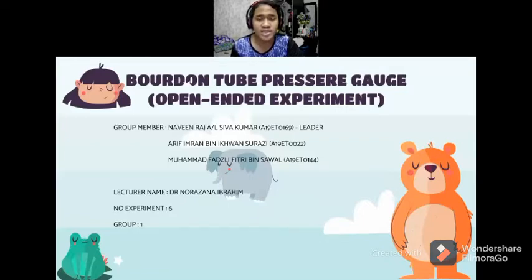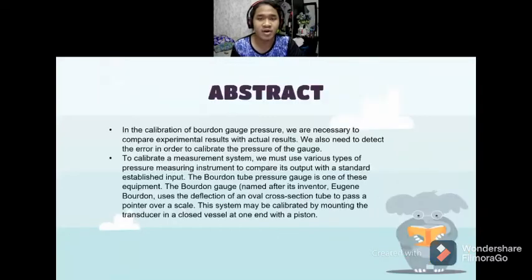So, I want to explain more about the abstract of this experiment. In the calibration of a Bourdon pressure gauge, we are necessary to compare the experimental result with an actual result. We also need to detect the error in order to calibrate the pressure of the gauge. To calibrate a measurement system, we must use various types of pressure measurement instruments to compare its output with a standard established input. The Bourdon tube pressure gauge is one of these equipment.